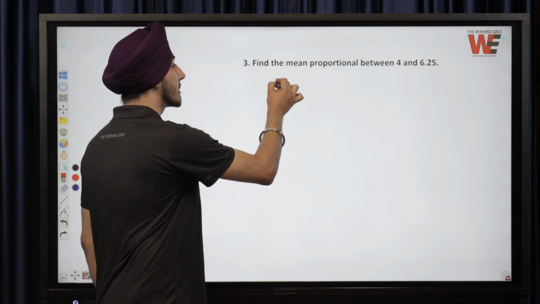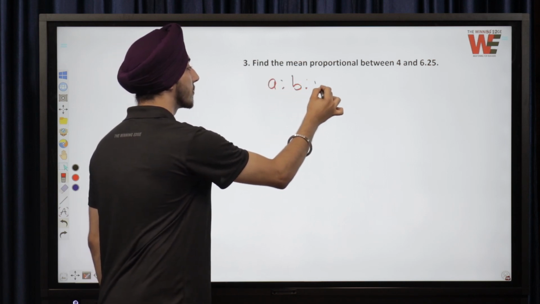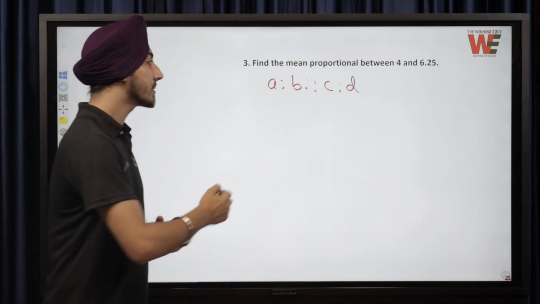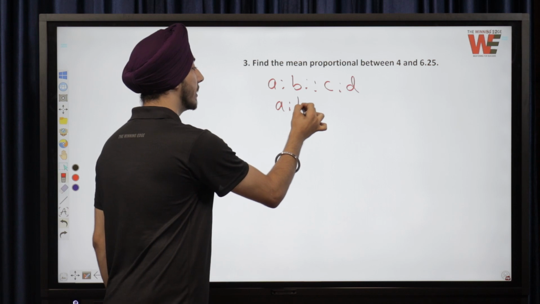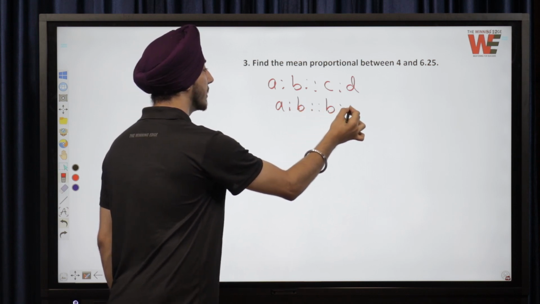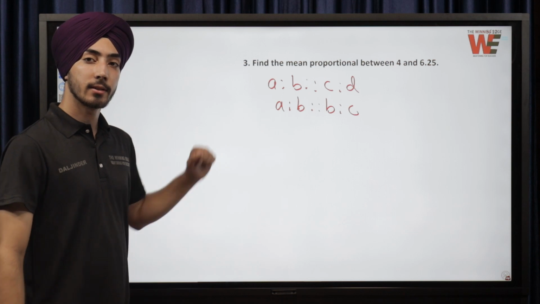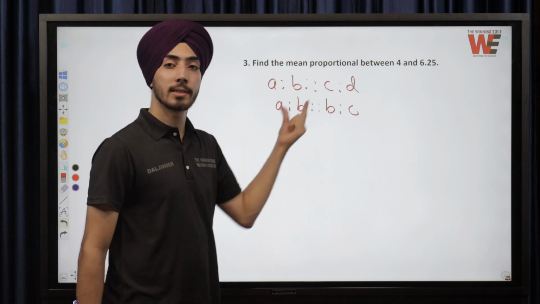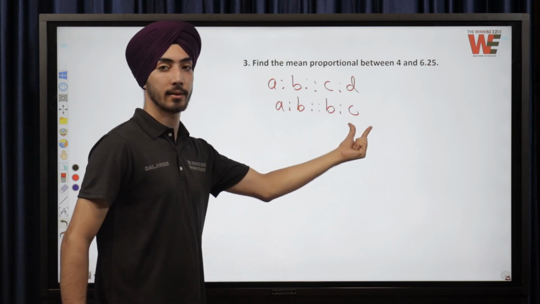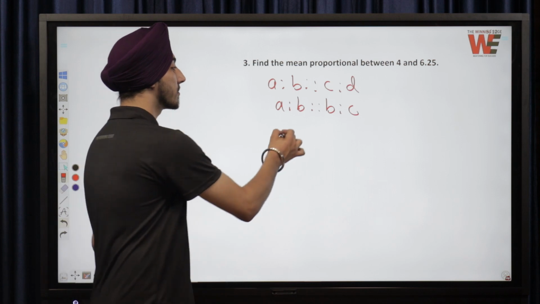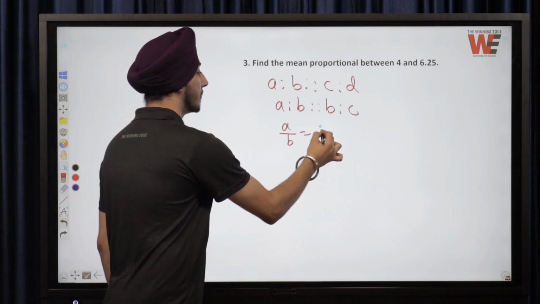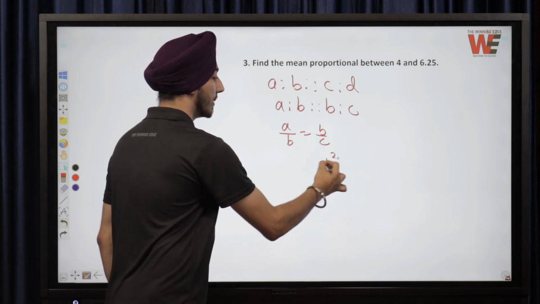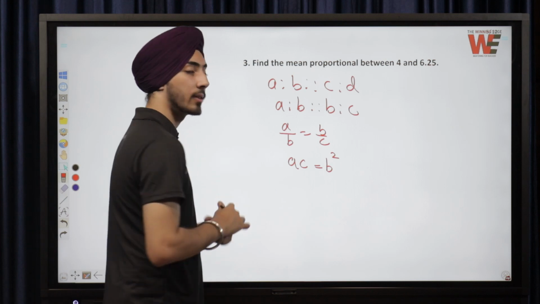Now as we know, the basic proportion is A is to B proportionate to C is to D. But in case of mean proportion, how are you going to write this? You're going to write it down as A is to B proportionate to B is to C, the same way as we did in third proportion, but here the values will be put in different places. Earlier we used the two numbers as A and B. Here we'll use them as A and C, and we'll actually find the value of B here. So this will be written as A by B, which will be equal to B by C, right? B into B will give us B square, which will be equal to AC.